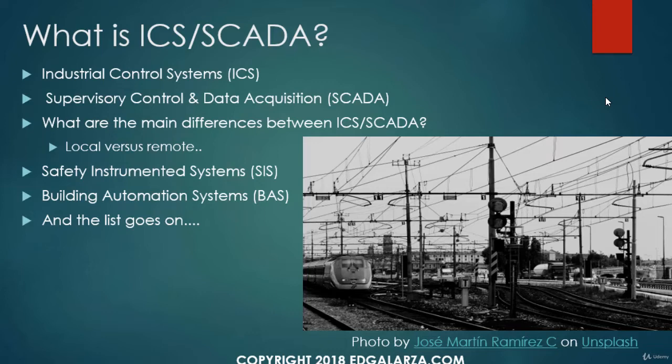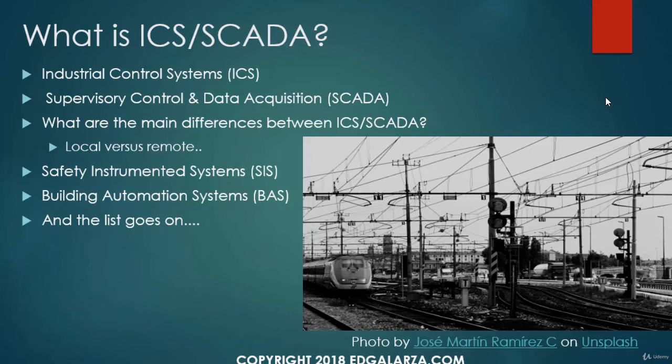So now you have SCADA, which stands for Supervisory Control and Data Acquisition. What's the difference between an ICS and a SCADA? Pretty much the difference is ICS is local. SCADA is remote control and monitoring of an industrial process. What does that mean?